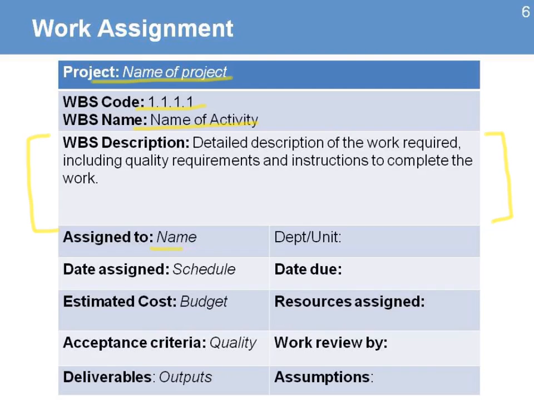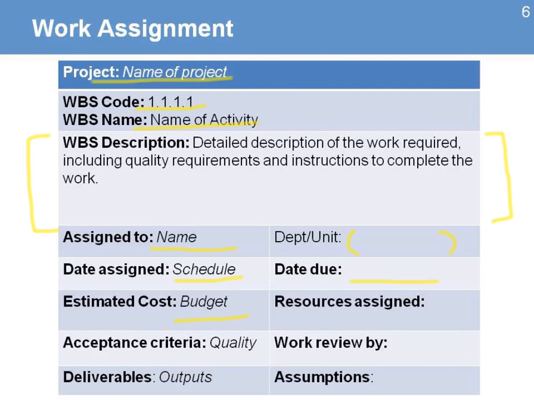Then you have the name of the person who's responsible for that. Sometimes you might have a unit or department. The date that is assigned, that information from the schedule, and the due date, the information when the activity needs to start and when they should be delivered or when is the due date. If needed, information about the budget, and then resource assigning.